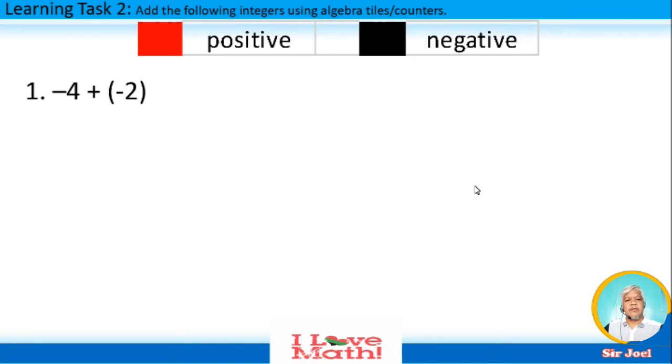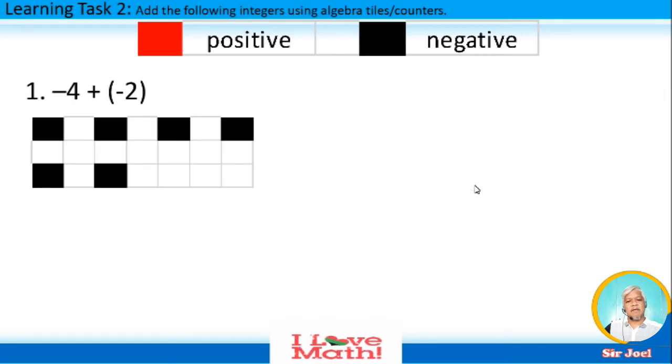Learning task number 2, add the following integers using algebra tiles or counters. Red being positive number and black as negative number. Yun. Gagamit daw tayo ng algebra tiles or counters. So, problem number 1, negative 4 plus negative 2. So, gamitan natin ng counter or tiles.